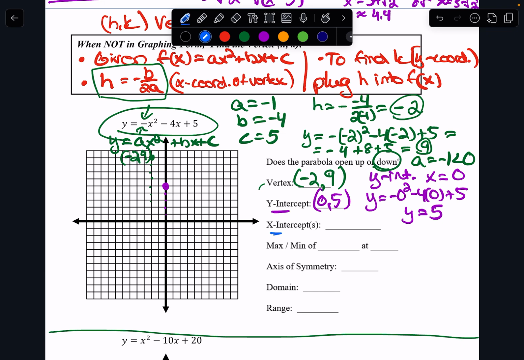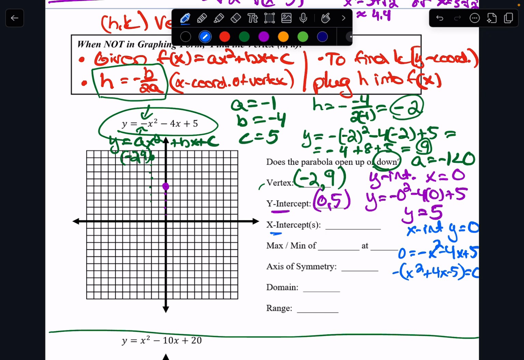Our x-intercept is when we set y to equal 0. So 0 equals negative x squared minus 4x plus 5. Okay, so this is the one that is a little bit trickier. What we need here is solving the quadratic equation. So we either can use the quadratic formula always, or what we can do is factor this. What I'm going to do is bring the negative outside and do x squared plus 4x minus 5 equals 0.